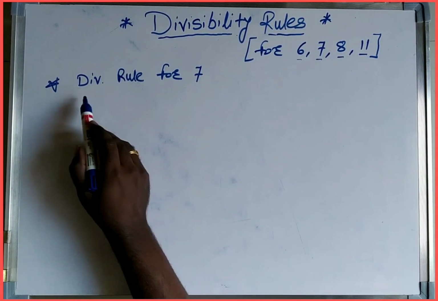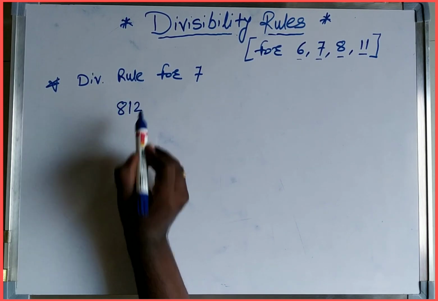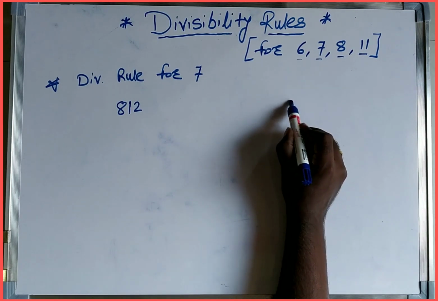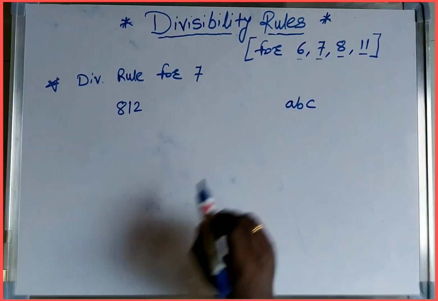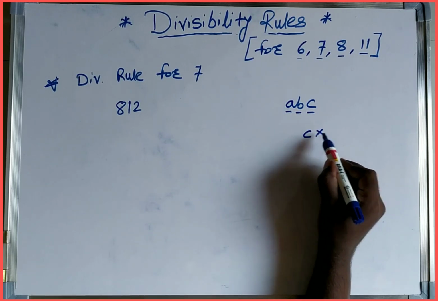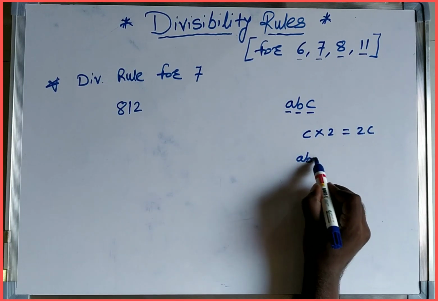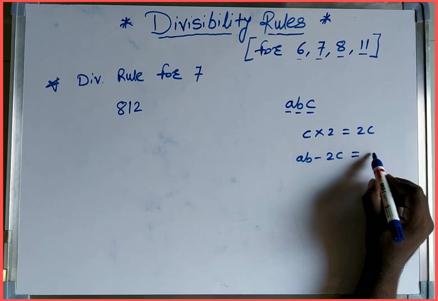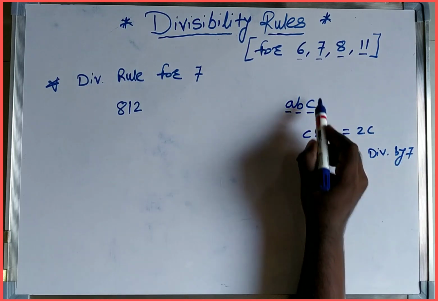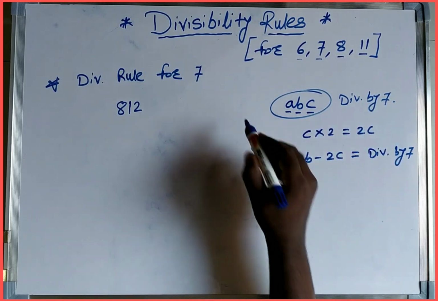Now we will discuss the divisibility rule for 7. Let's consider the number 812. The divisibility rule for 7 states that if a number is a 3-digit number ABC, we have to double C, that is 2C. If AB minus 2C is divisible by 7, then the whole number is divisible by 7. This is the trick.